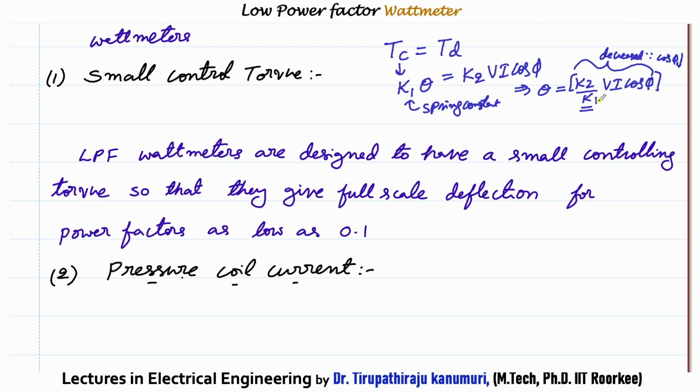Or otherwise we can tell that you have to decrease the value of the spring constant so that even though due to low power factor the amount of deflecting torque is decreased, that will be balanced by decreasing the spring constant. That means the low power factor wattmeters are designed to have a small controlling torque so that they give the full scale deflection even for the low power factor as low as 0.1. Up to that much it will work.